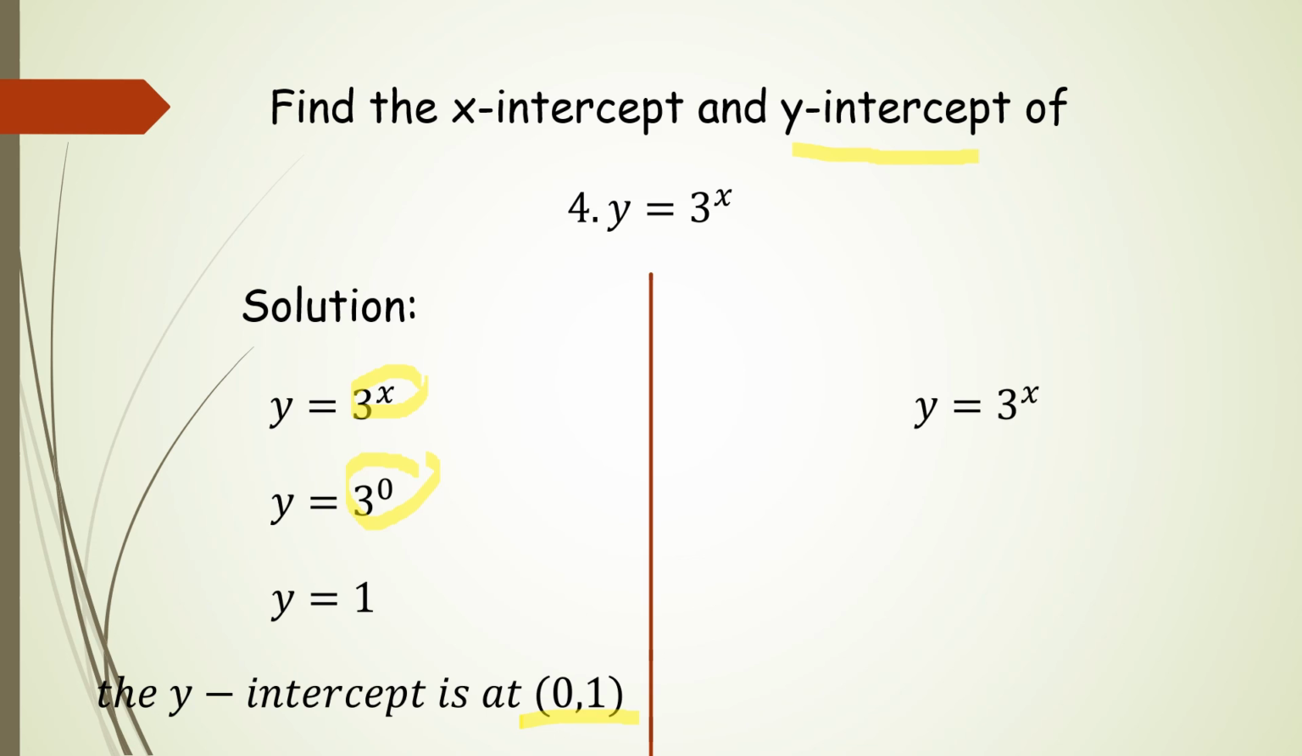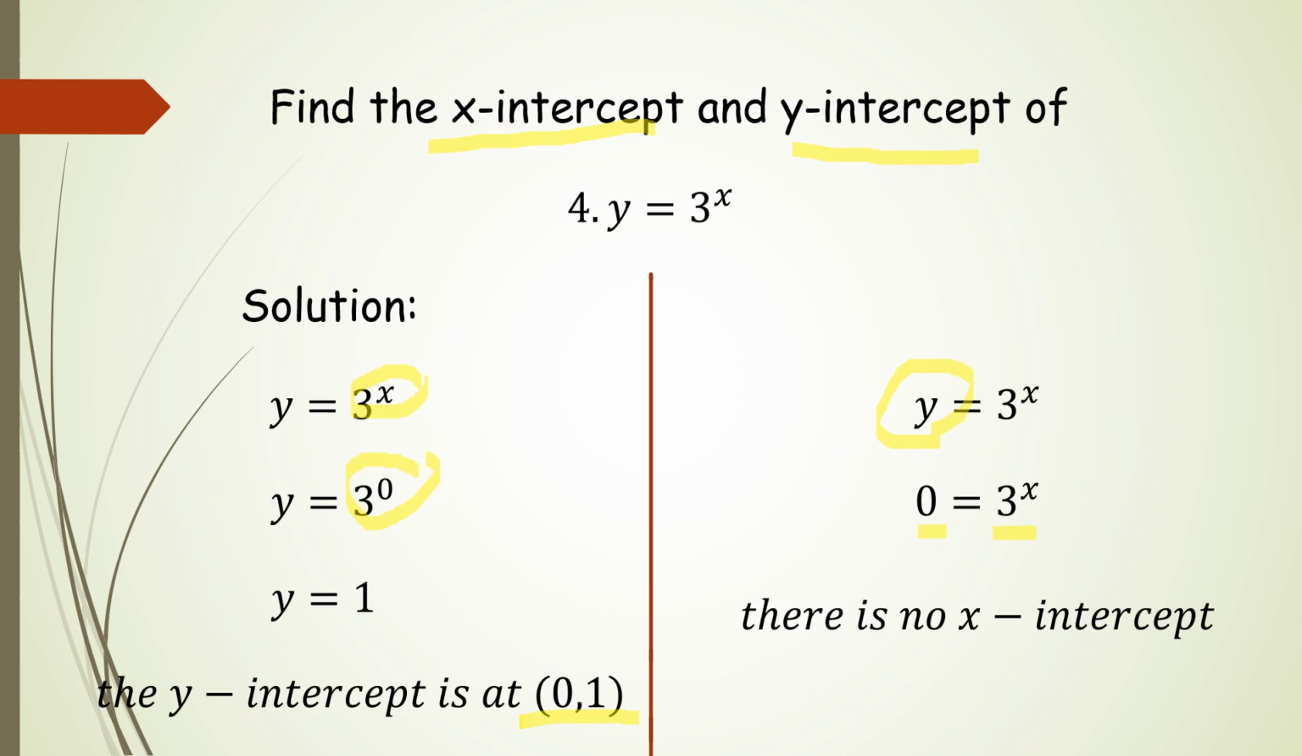For our x-intercept, we let y is equal to 0. So we have 0 is equal to 3 raised to x. And since there is no way to equate their bases 0 and 3, our conclusion will be there is no x-intercept.